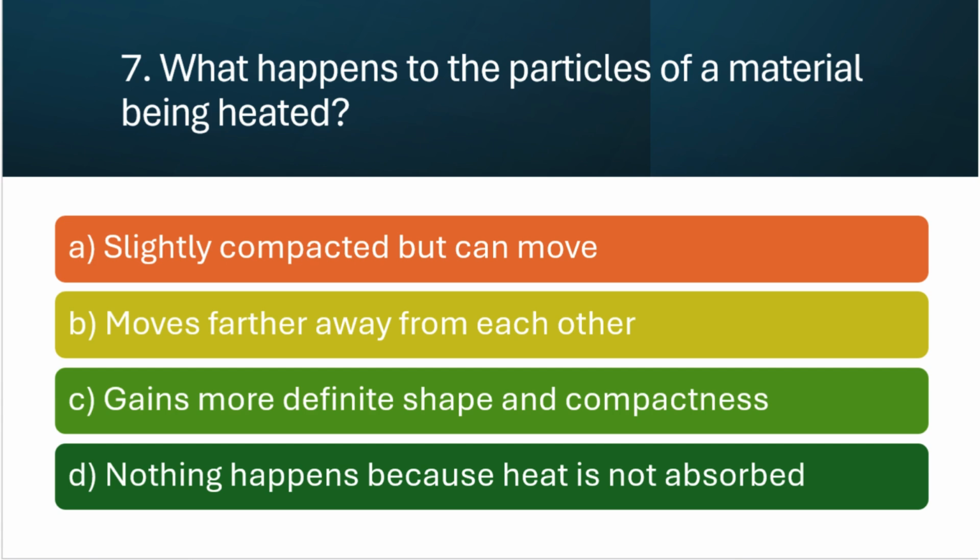7. What happens to the particles of a material being heated? A. Slightly compacted but can move. B. Moves farther away from each other. C. Gains more definite shape and compactness. D. Nothing happens because heat is not absorbed.